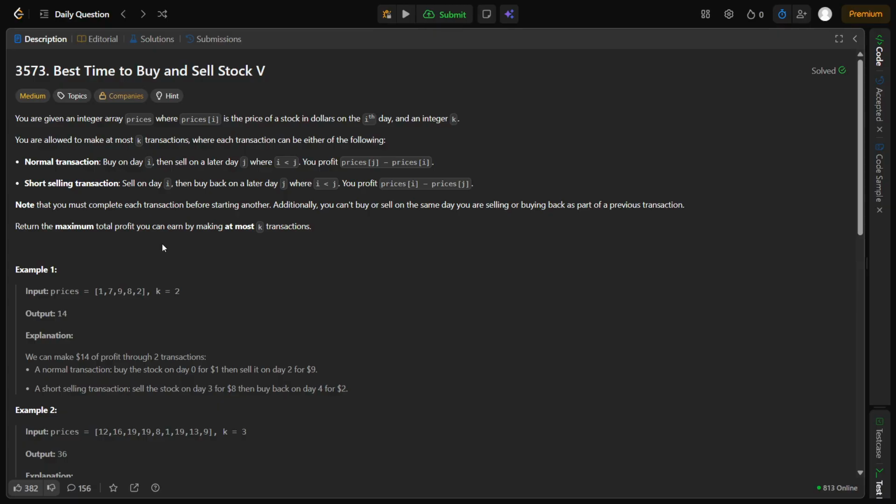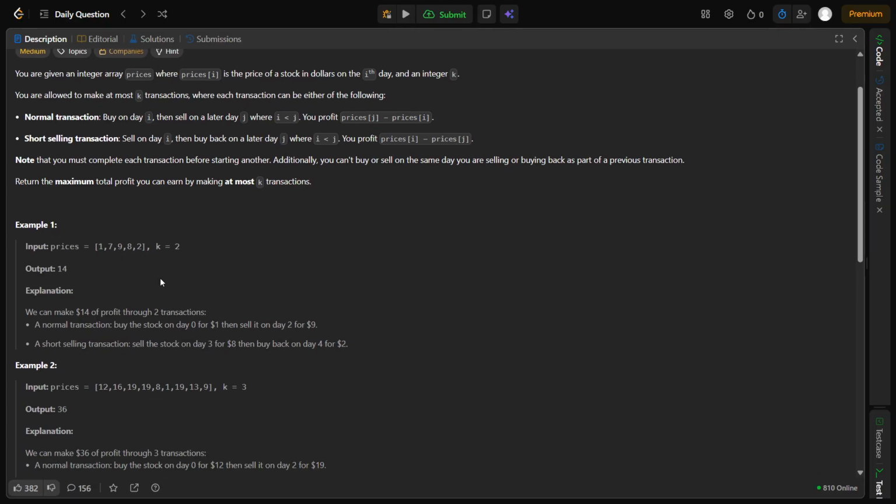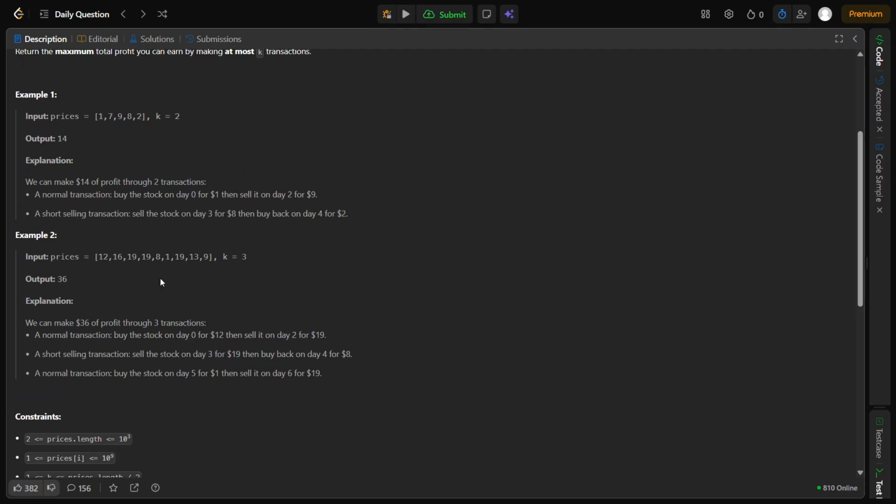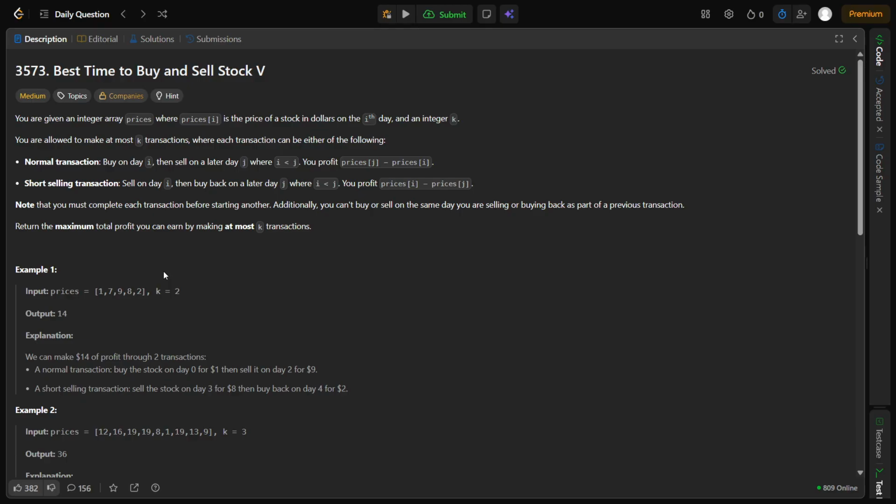The second case is that a buy transaction is going on, which means that in one of the previous days we have bought one share and we haven't sold it yet. And the third case is that we have short sold one share on one of the previous days and it is due to be bought. So these are the three cases, and we can simply make decisions based on these three cases.